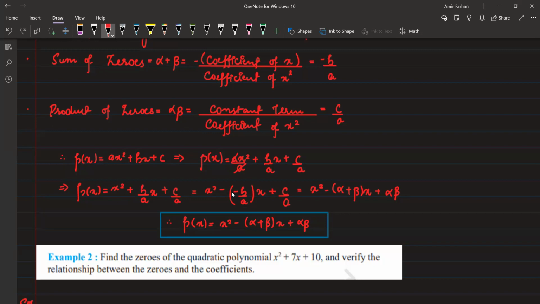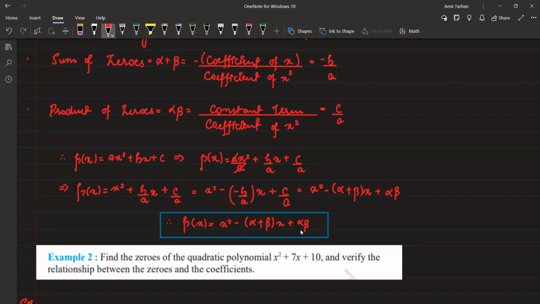Yes, sir. So ultimately it will become positive. You can see negative of b by a is nothing but alpha plus beta. Yes or no? Yes, sir. So I have substituted negative alpha plus beta in place of negative of b by a. This negative sign will be there, into x. X is already there. Plus alpha into beta. C by a is already in positive state, so I just need to substitute it directly as alpha into beta.